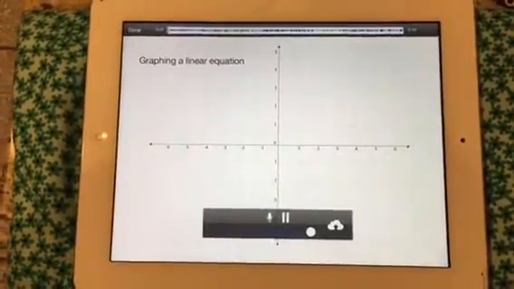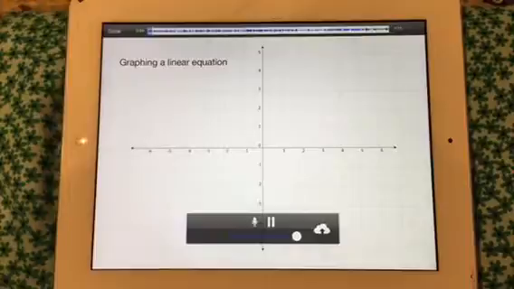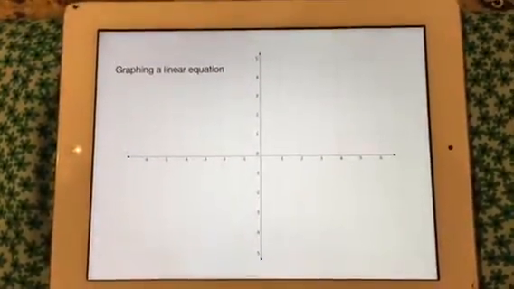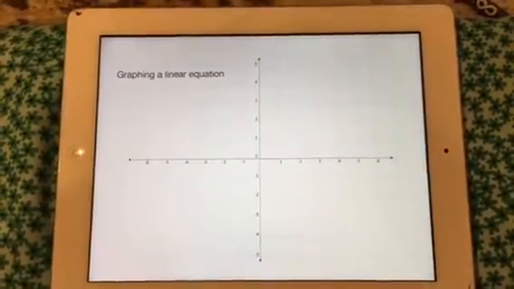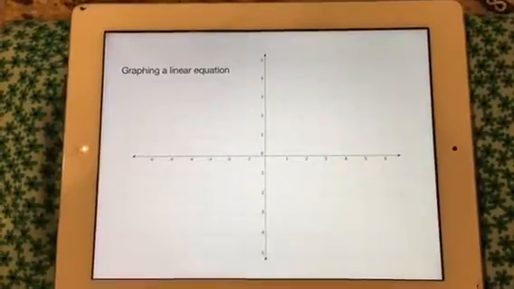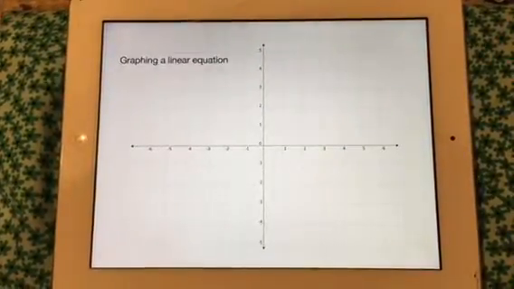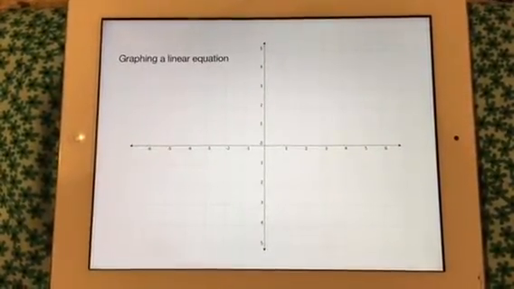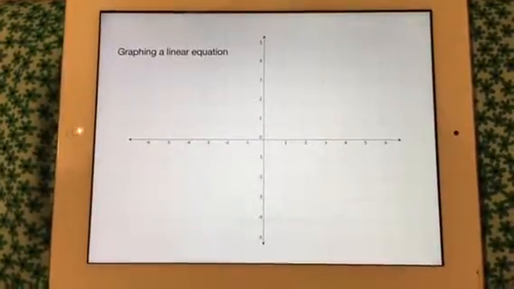Guys, today I'm going to show you how to actually go the opposite way of what we've been doing. We're going to graph the equations now. Before, we've been taking the graphs and writing an equation for them. Now this time we're going to take the equation and draw the graph for it.